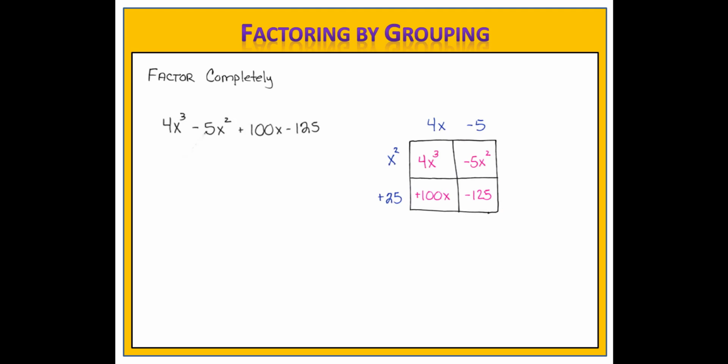Now outside of the grid, I have my factors. I have 4x minus 5 on top. That's my first factor. I have x to the second plus 25 on the left. That's my second factor. And now those are the factors of the polynomial. When I factor 4x to the third minus 5x to the second plus 100x minus 125, the factored form is 4x minus 5 times x squared plus 25.